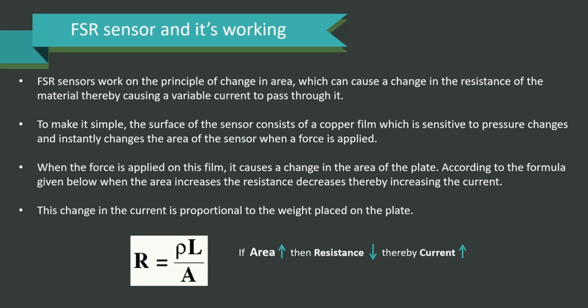According to the formula which you are seeing in front of you, when the area increases, the resistance decreases, thereby increasing the current. This change in current is proportional to the weight placed on the plate. If the area increases, then the resistance decreases, thereby the current increases. That's what the formula reveals.